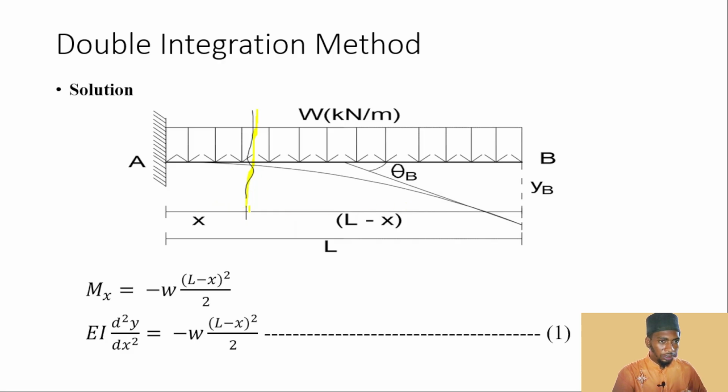If we cut a section X from L, then the remaining span will be L minus X. If you subtract X from L, you will have from here to here.